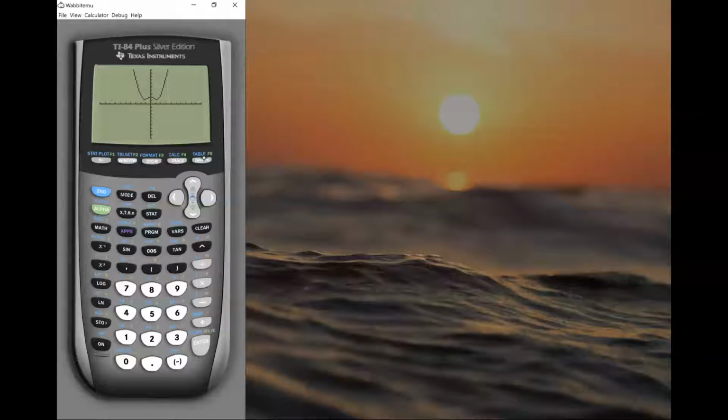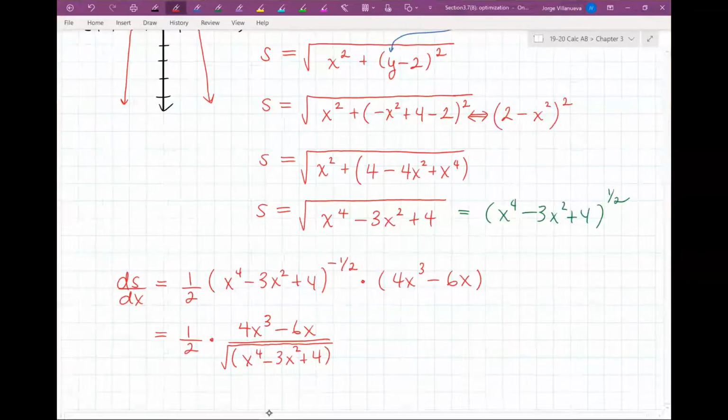Can you guys tell? Let me zoom in a bit. I'm going to zoom in right in the middle. Does it cross the x-axis? No. So are there any solutions for the denominator of my derivative? Is there anything that makes the derivative equal to 0? No. Right? So then all I have to worry about is my numerator.